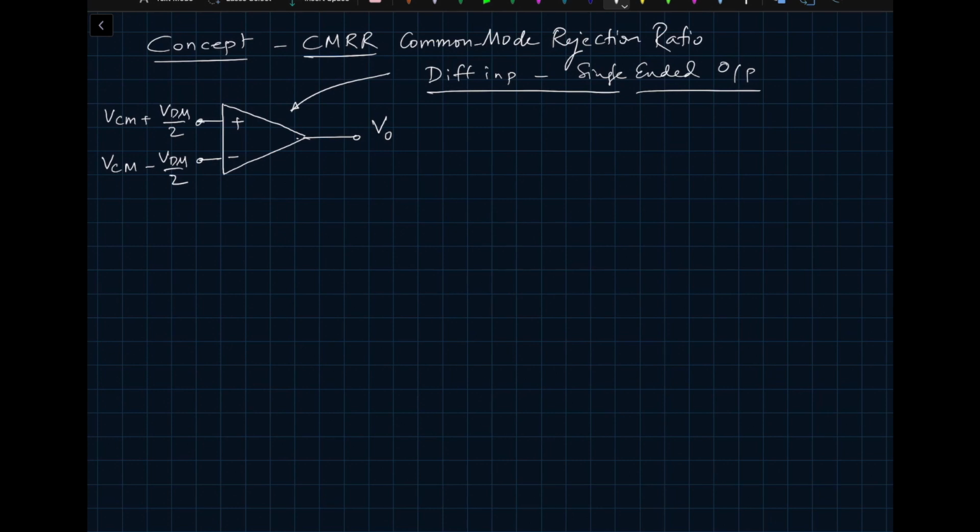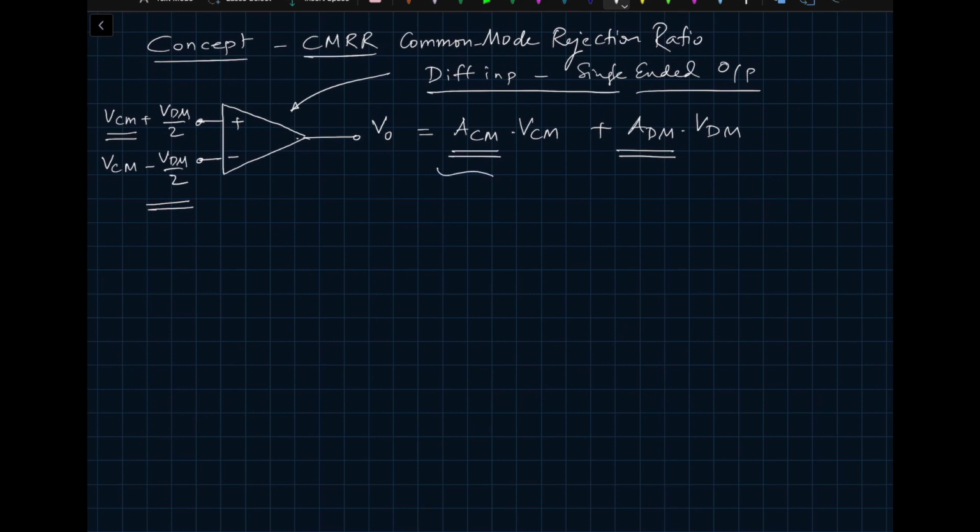Many people get confused between the two cases, which is single-ended output versus differential output. So let's go through the details. The output here, Vout, will be equal to ACM times VCM plus ADM times VDM. It's the superposition theorem that we are using. Whenever you apply VCM, you get common mode gain ACM, and if you apply only a differential signal, you get differential gain ADM along with the differential signal.